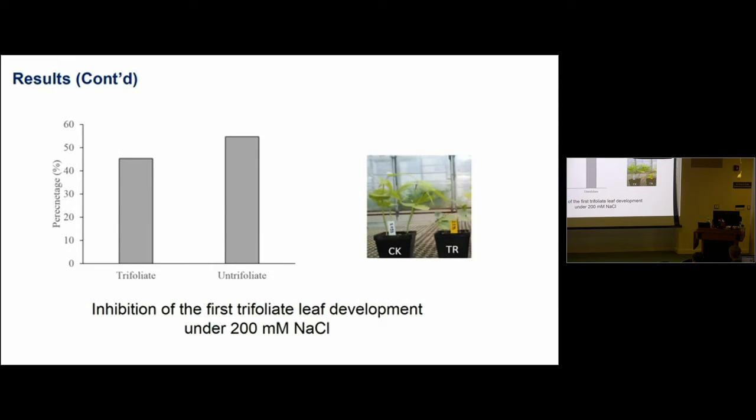Here we have a bar showing the percentage of genotypes which were trifoliate, and the percentage of genotypes which were untrifoliate. Trifoliate genotypes were the genotypes which were unable to develop the first trifoliate leaf after salt treatment application. And we can see that most of the genotypes were not able to develop the first trifoliate leaf.